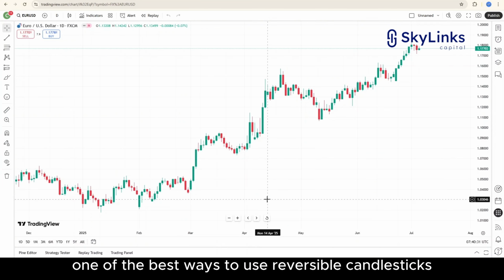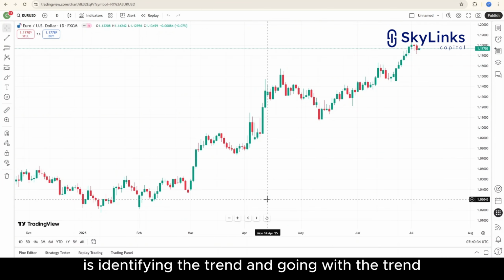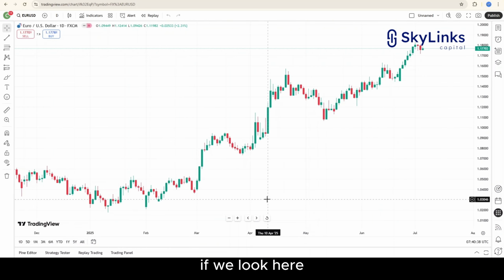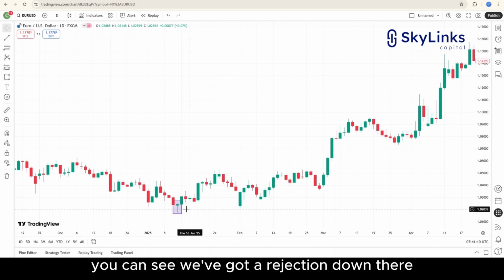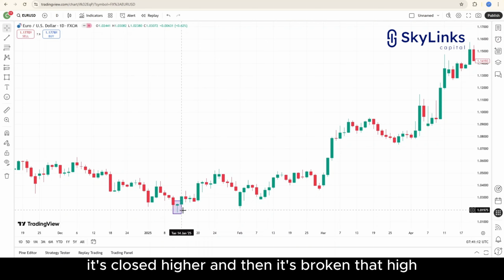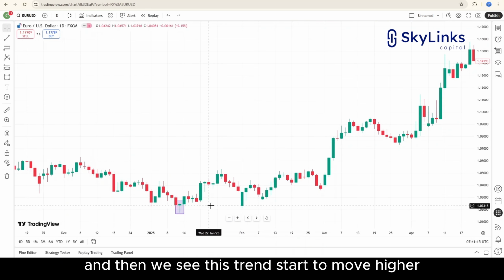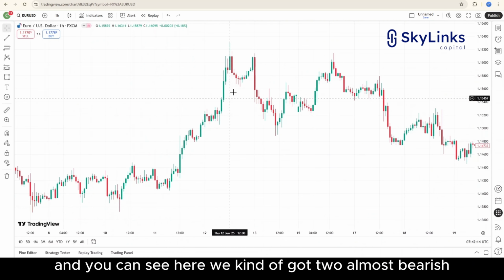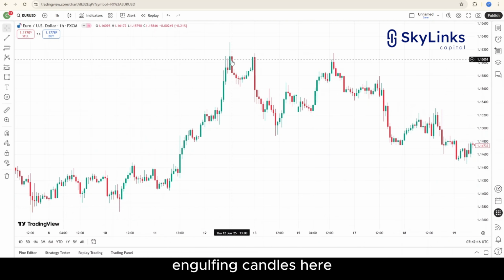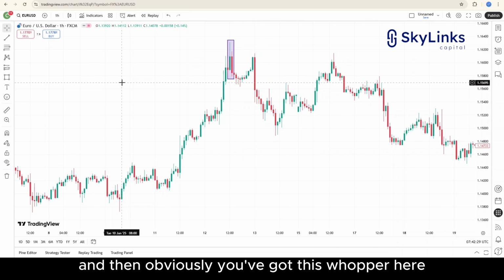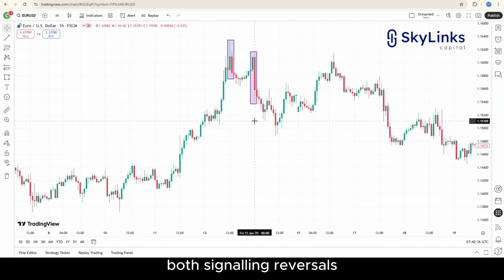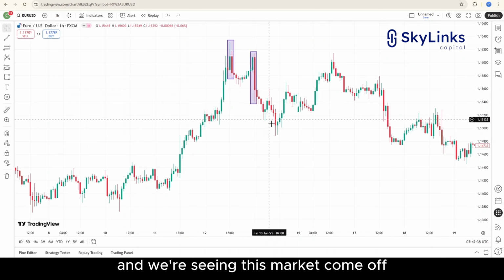One of the best ways to use reversal candlesticks is identifying the trend and going with the trend. If we look here, you can see at the bottom we've got a downtrend, we've got a hammer. You can see we've got a rejection down there, it's closed higher and then it's broken that high, and then we see this trend start to move higher. And here we've kind of got 2 almost bearish engulfing candles. We've come up from an uptrend, we've then got these 2 which pretty much engulf the whole of the body, and then you've got this whopper here which engulfs the whole. Again, both signaling reversals, and we're seeing this market come off.